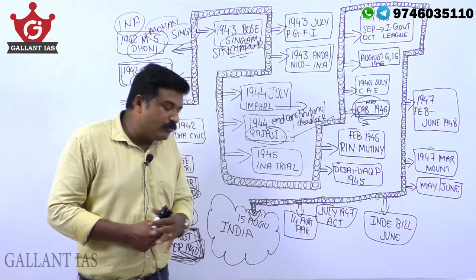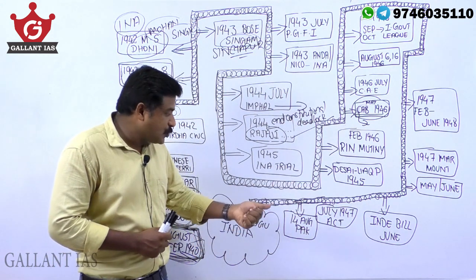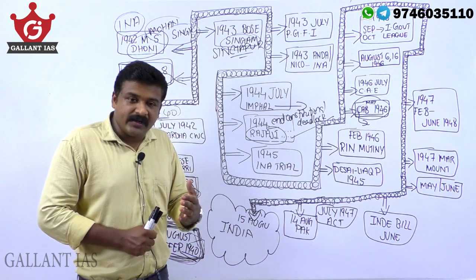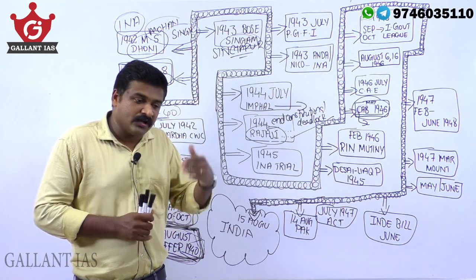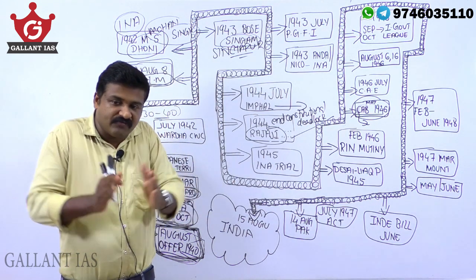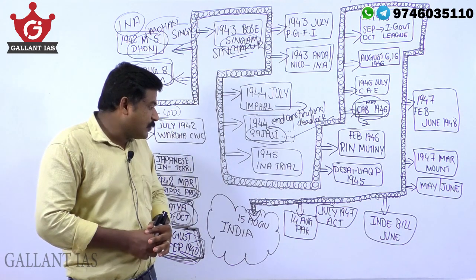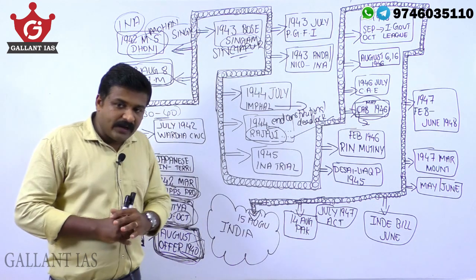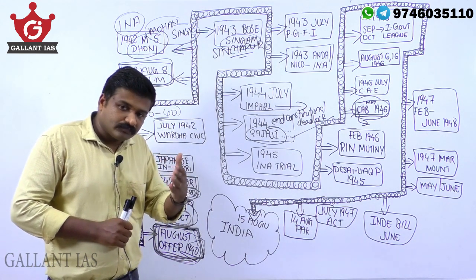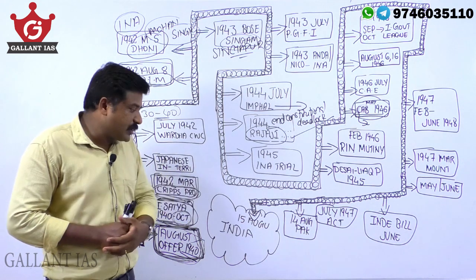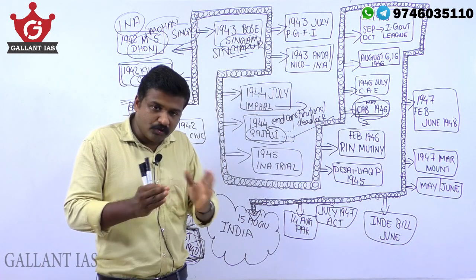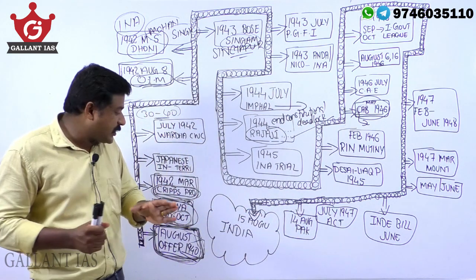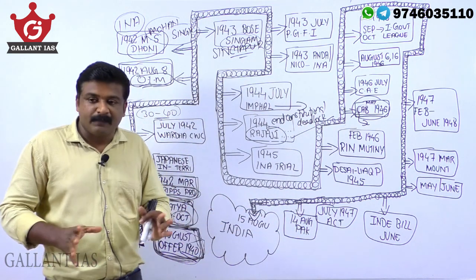Then the Independence Bill was introduced in the British Parliament in June. In July 1947, the Indian Independence Act was passed. Accordingly, two sovereign states, India and Pakistan, would be created as separate nations, and a boundary commission, the Radcliffe Commission, would be appointed to demarcate the boundary between India and Pakistan. On 14th August, Pakistan became an independent state. On 15th August, India became an independent state.